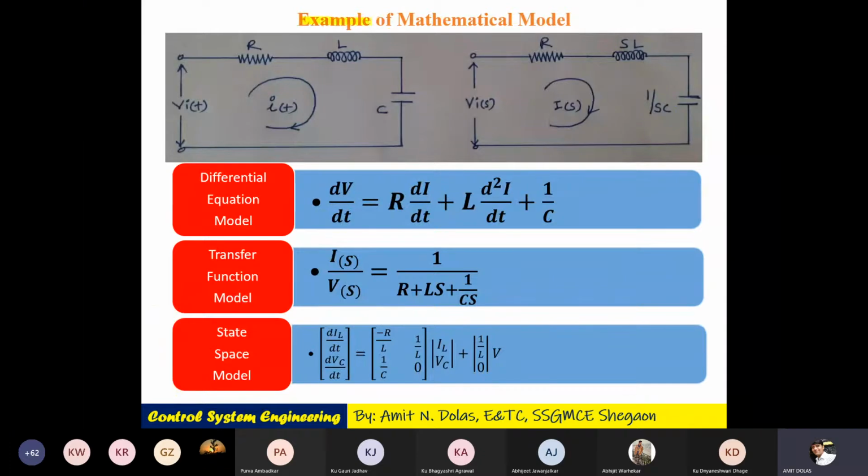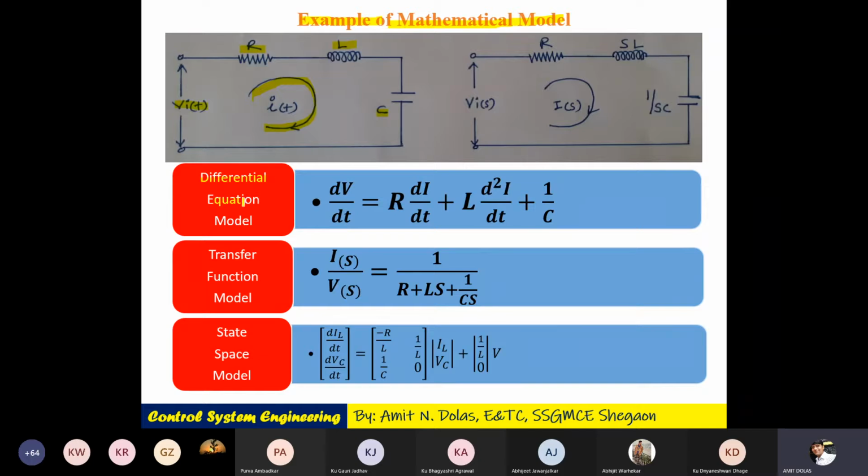Example of a mathematical model. It is a very easy example to understand. I have a circuit R, L, C in series, wherein i(t) is the current passing at time t and Vi(t) is the voltage applied at time t. So let's see the differential equation.